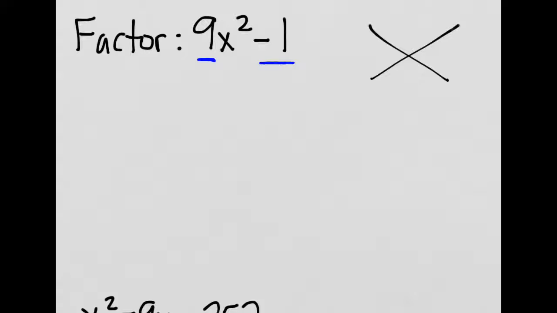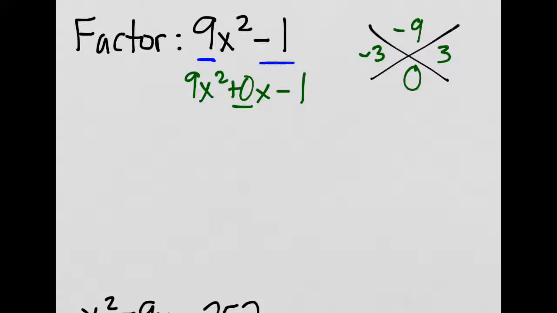B is actually a 0x in there. We could rewrite this as 9x squared plus 0x minus 1. So 9 times negative 1 is negative 9, and 0, or B, will go on the bottom. So two numbers that multiply to negative 9 and add to 0 would be negative 3 and positive 3. So now let's go ahead and rewrite this 0x as negative 3x plus 3x.